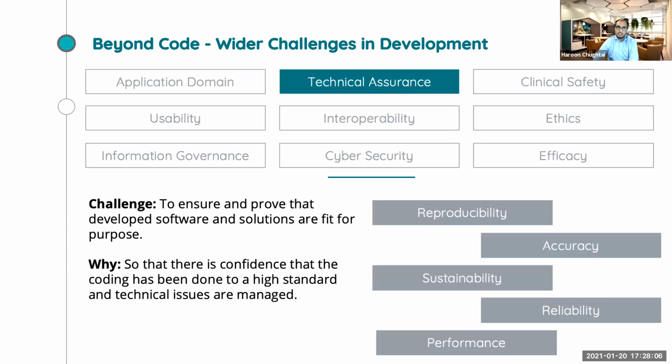There's also a challenge around technical assurance. So this is more on the coding aspect of it, and to ensure that whatever you develop is fit for purpose, it's reproducible, it's accurate, it's sustainable, it's reliable, it's suitably performant, and you probably need to evidence that so that there's confidence that it's been done to a high standard and all the technical issues managed. So that's probably the aspect a lot of people who are closer to the coding consider the most, but it's only one in a large variety of things.